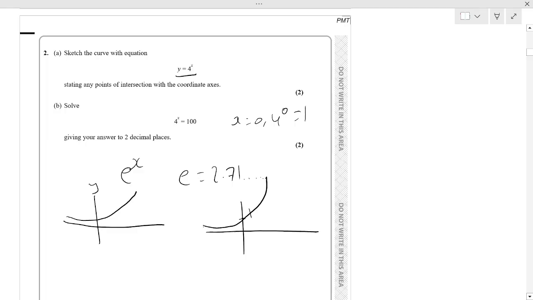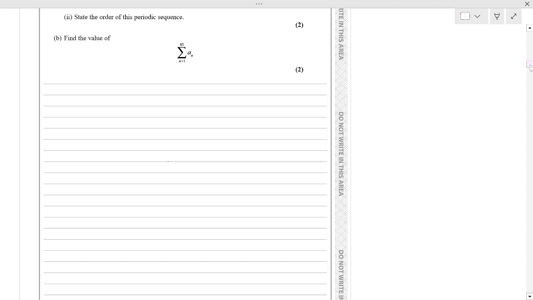And then to solve it, 4 to the x is 100. So then you can just take logs. So you can say ln 4 to the x is ln 100. So then we use the log rule: when you get a power, you can bring it to the front. So x ln 4 equals ln 100, taking logs of both sides. And then you just divide by ln 4 to get x. And then you round to decimal places, but I'm not going to go through that here.